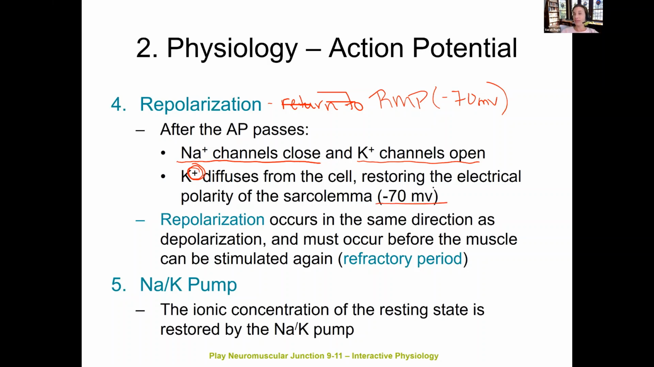Now we say with this process of repolarization, it's going to happen in the same direction as depolarization. So basically, as an action potential spreads down the sarcolemma and down the T-tubes, coming right behind it, we're going to repolarize. We're going to get it back to resting membrane potential. We have to get back to resting membrane potential before the muscle can be stimulated again, before you can get another contraction. And we call that the refractory period.